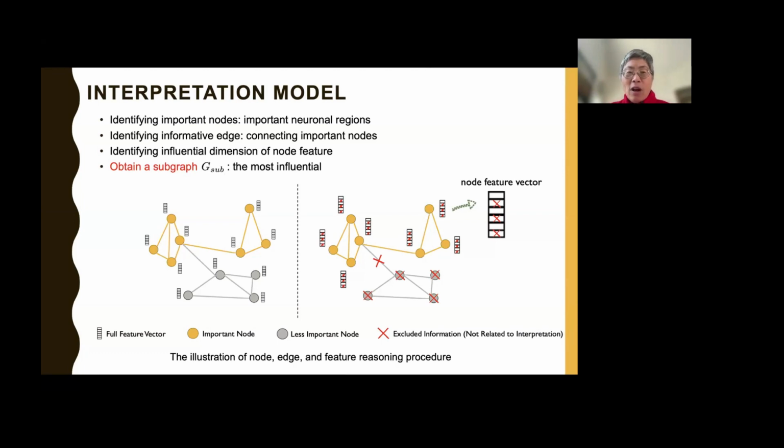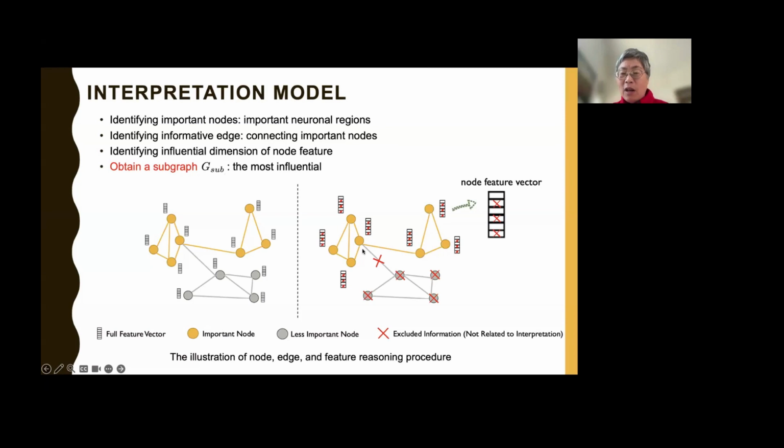So when we talk about an interpretation model, we need to identify important nodes, which important neuronal regions we should pay attention to, and informative edges, like what connections of the important nodes we should learn. And also the inferential dimension of a node feature, which features are important. So this is all visualized by this graph.